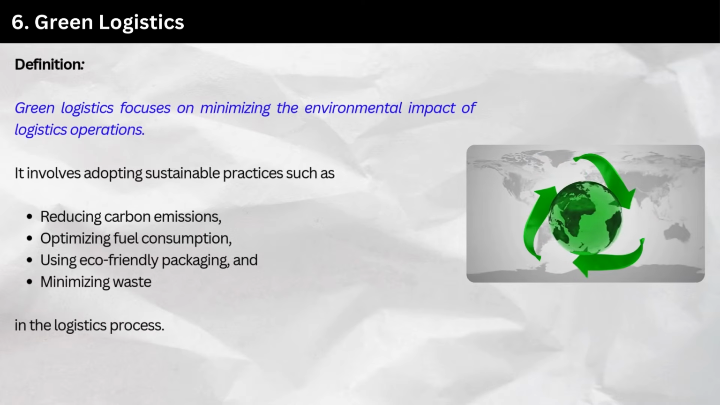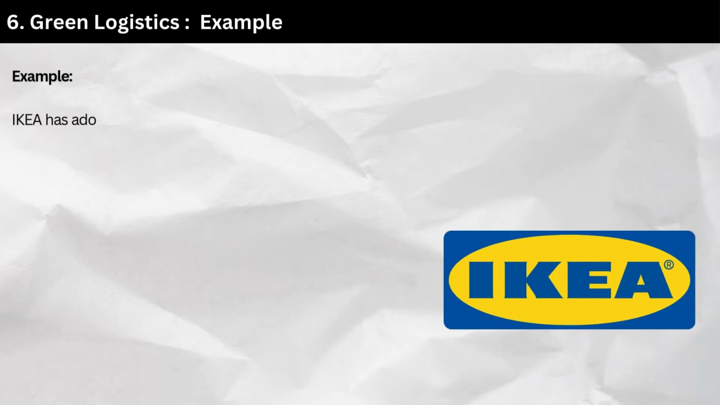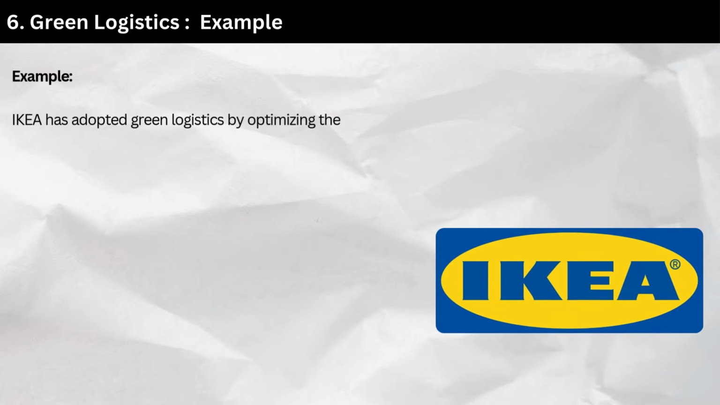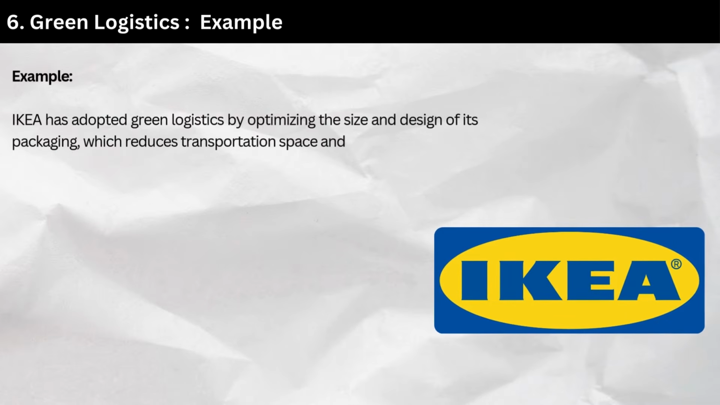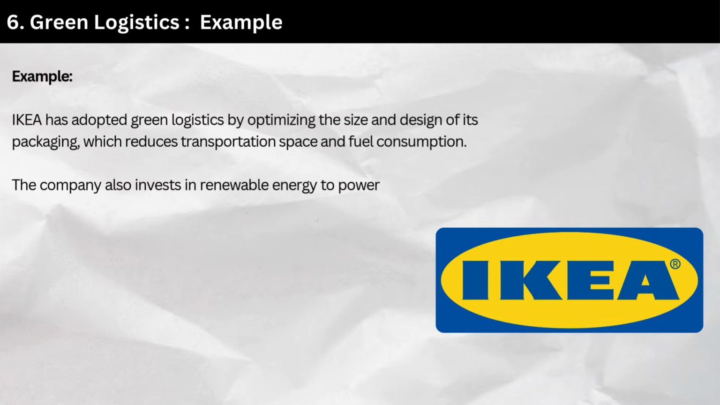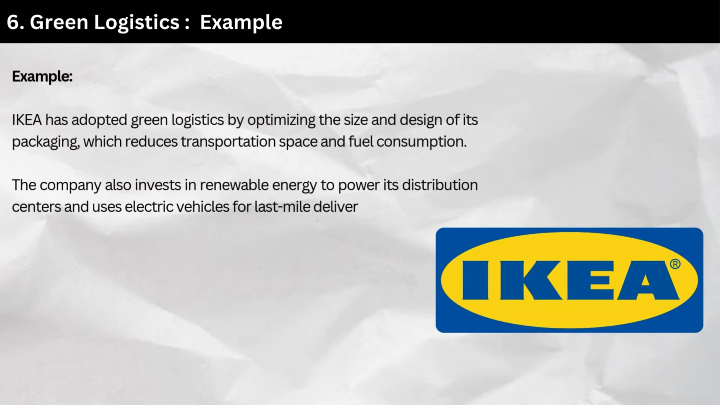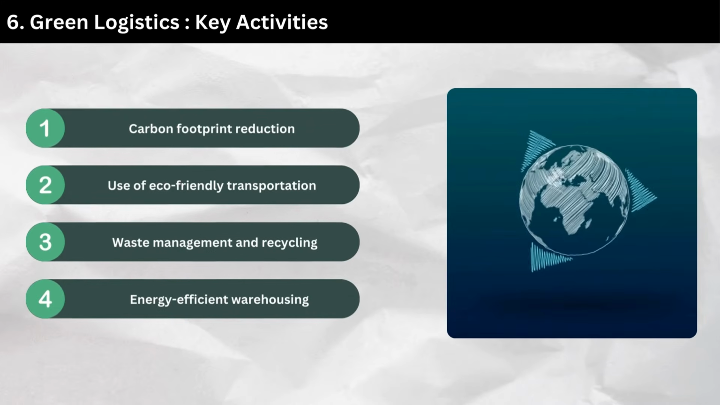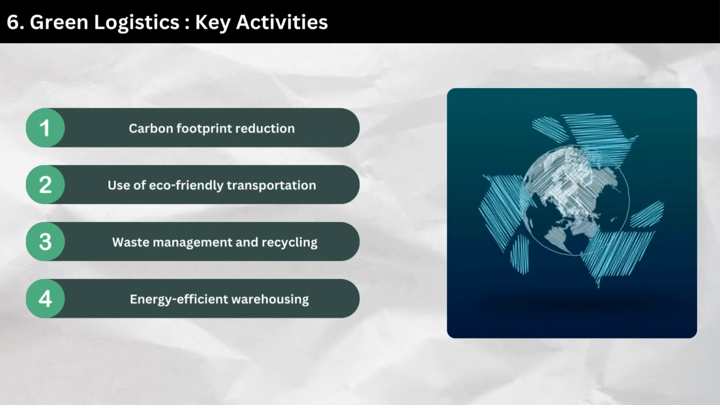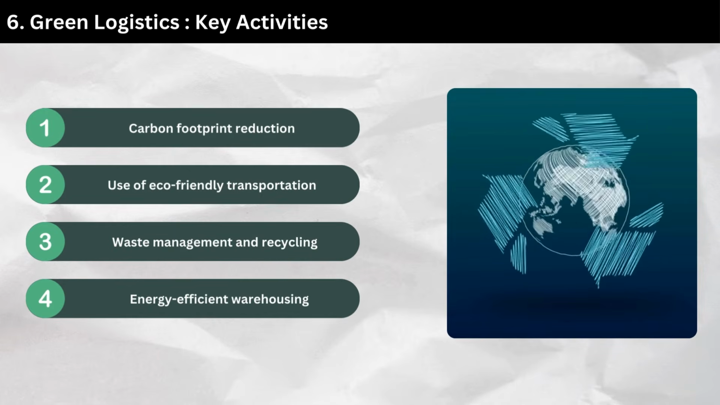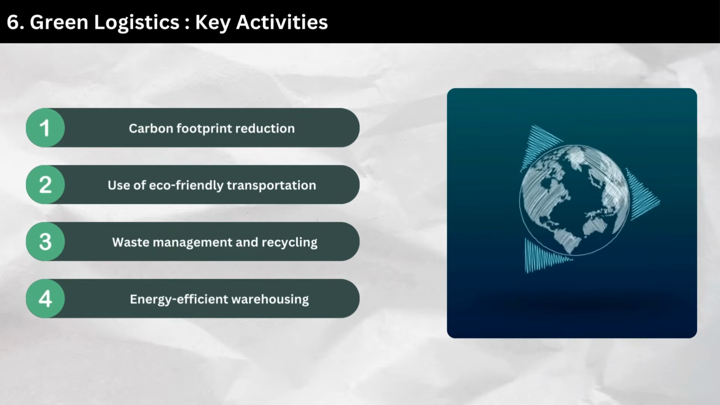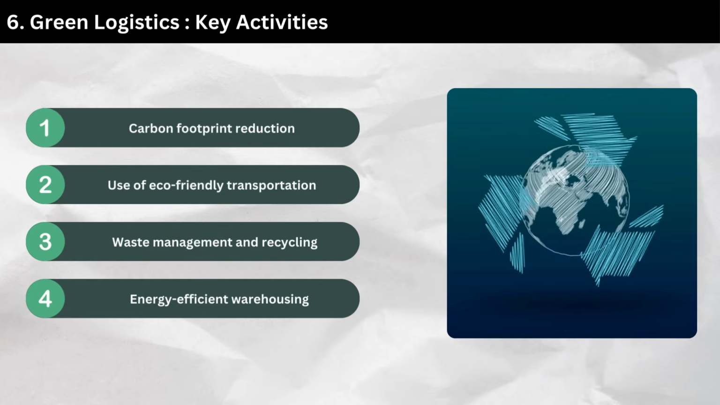Example. IKEA has adopted green logistics by optimizing the size and design of its packaging, which reduces transportation space and fuel consumption. The company also invests in renewable energy to power its distribution centers and uses electric vehicles for last-mile delivery. Key activities. Carbon footprint reduction. Use of eco-friendly transportation. Waste management and recycling. Energy-efficient warehousing.